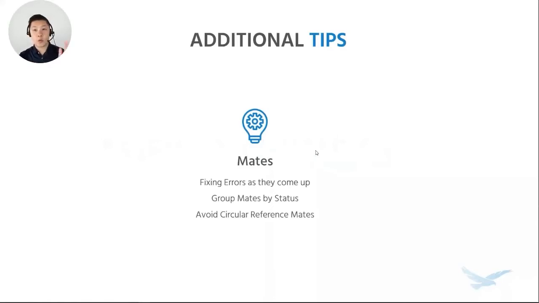Also, there's a way where you can right-click on the mates menu and you can group them by status. If they're errors, if they're suppressed, for example, if you needed to suppress and try something out, and also if it's resolved, right, and it's fixed. Also, make sure that circular reference mates aren't causing you issues. So avoid daisy chaining, like mating this to this and then mating this one to that reference, because it creates that dependency, right?